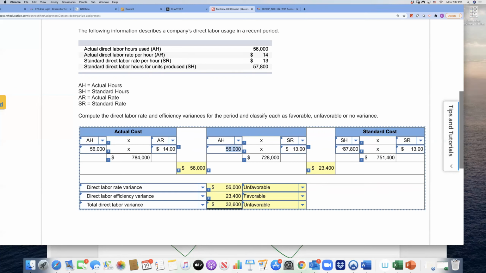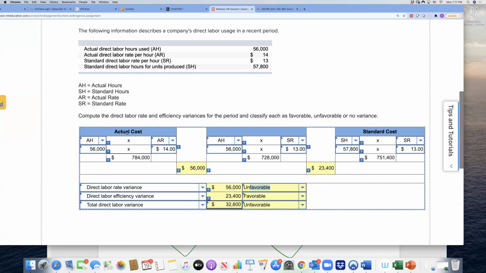Now, although we worked efficiently, it turns out we're paying a little more per hour. So our rate variance over here, column 1 compared to column 2, our standard says we should have been paying $13 an hour. We actually paid $14. So this difference happens to be 56,000 unfavorable.